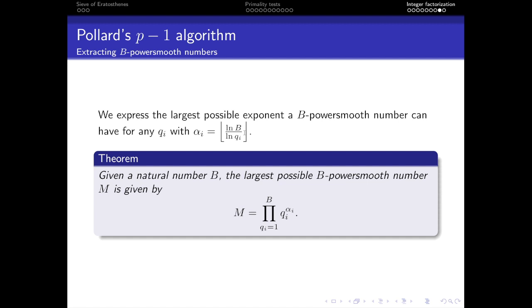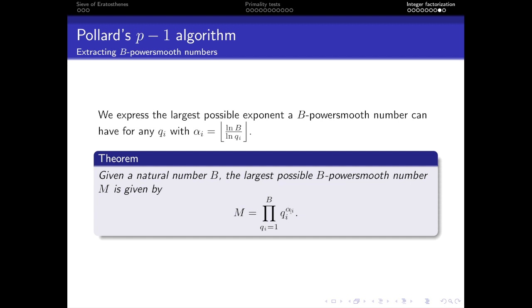And the largest possible B-power smooth number is then given by the product of all prime numbers in the interval 1 to B raised to the power of alpha i. So what we get, in most cases, is a very big product of prime powers that are all less than or equal to B.